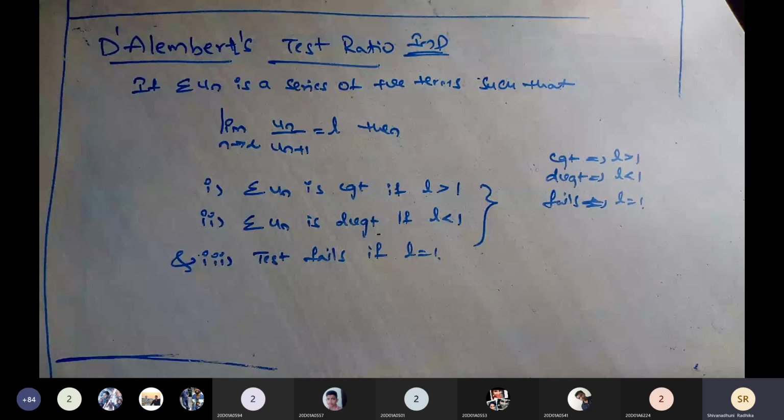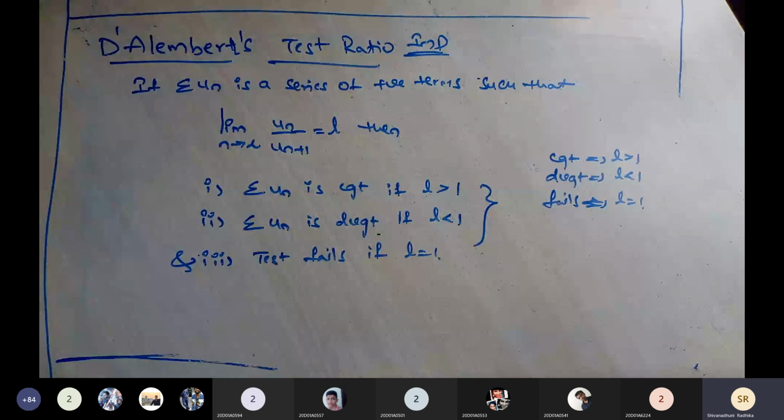Now once again I am going to repeat this. Summation un is the series, an infinite series, that is the positive infinite series. Now we need to find the limit as n tends to infinity of un by un plus 1. That is the first step: finding the limit as n tends to infinity of un by un plus 1.